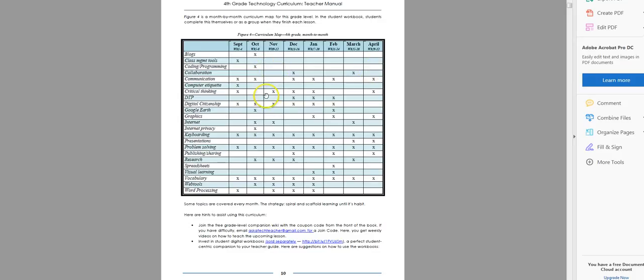But then when you get to something like communication, you go back to that a lot during the curriculum. Critical thinking, digital citizenship, you go back to a lot. Keyboarding, every single month you're talking about keyboarding and problem solving. So you can see the differences there, vocabulary. So you can see the differences in how that's addressed.